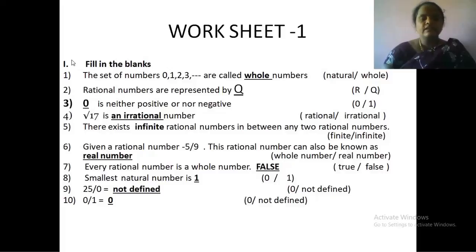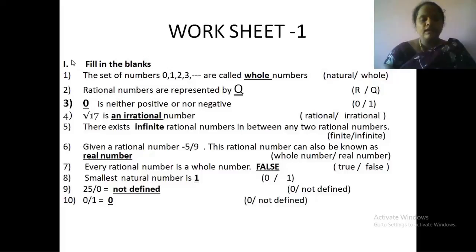Seventh one, every rational number is a whole number. Answer is false. ప్రతి రేషనల్ నంబరు హోల్ నంబర్ అవ్వదు. ఎందుకనంటే 5/7 అనేది రేషనల్ నంబర్. ఒక ఎగ్జాంపుల్, 5/7 is a rational number but it is not a whole number.